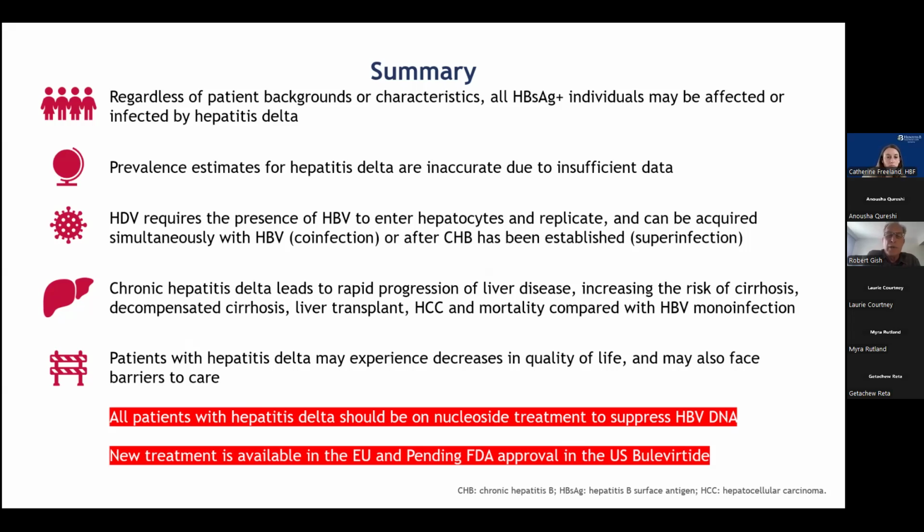Down at the bottom, I put in red highlight that every Delta patient needs to be on a nuke. All hepatitis B DNA needs to be undetectable. I believe that slows disease. I believe that's evidence-based. And hopefully we'll have bulevirtide next year in the United States for our Delta patients.